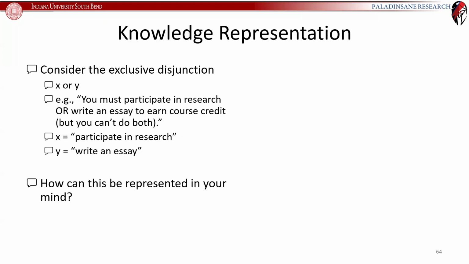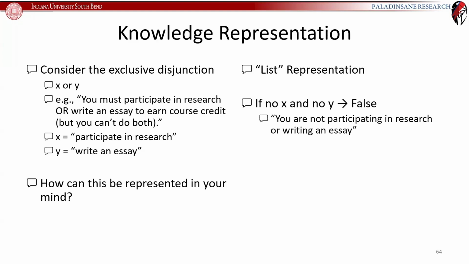Well, one possibility, and this is not a connectionist network, is a list representation or a proposition representation. So if you wanted to solve this exclusive disjunction, you could simply have a list of the 4 cases that are possible. If you have no X and you have no Y, false, which means you are not participating in research or writing an essay, so you don't get the course credit. If you have X, but you don't have Y, then it's true. You are participating in research, you get the course credit.